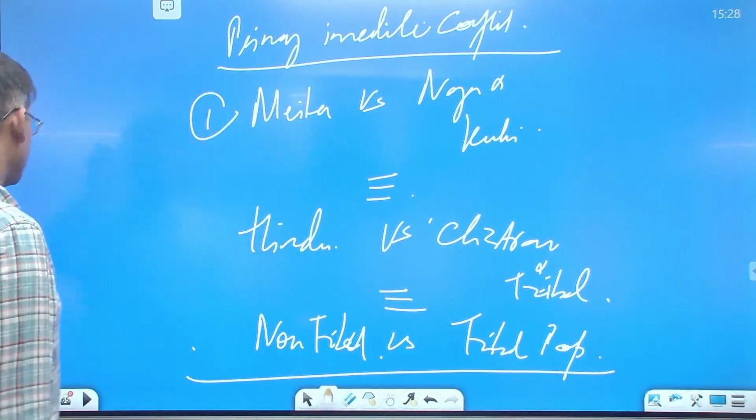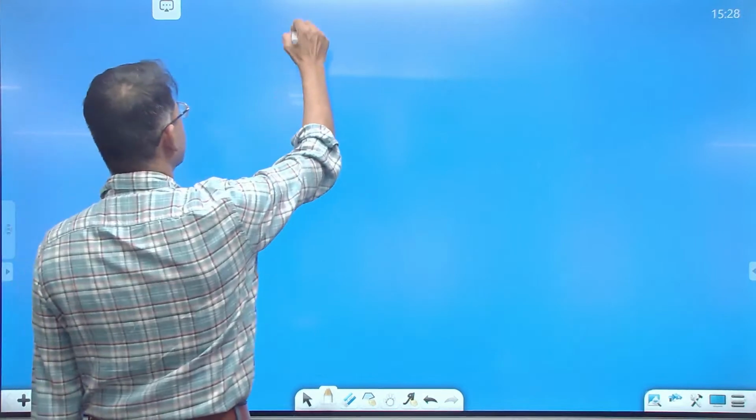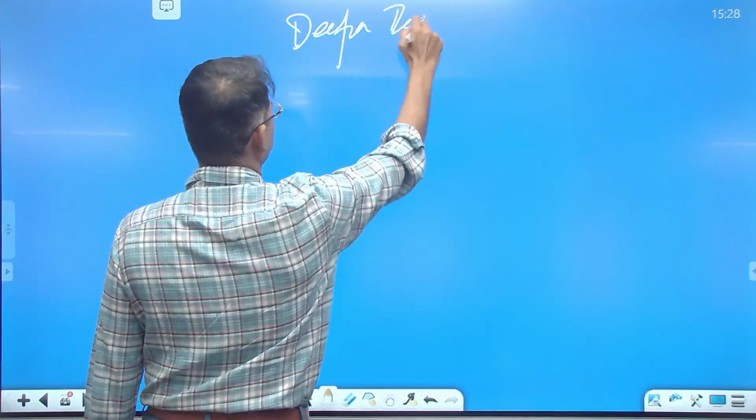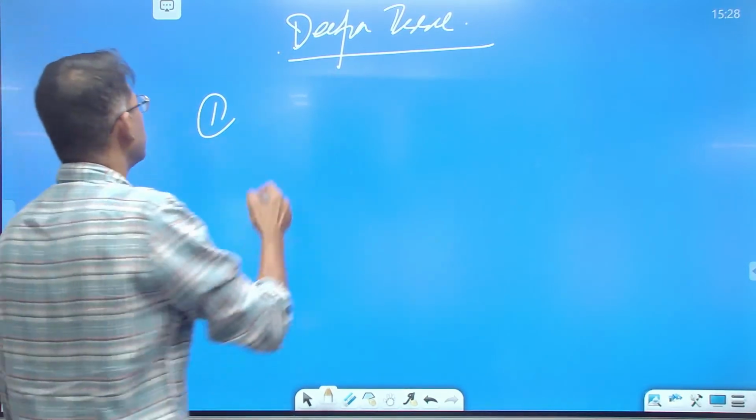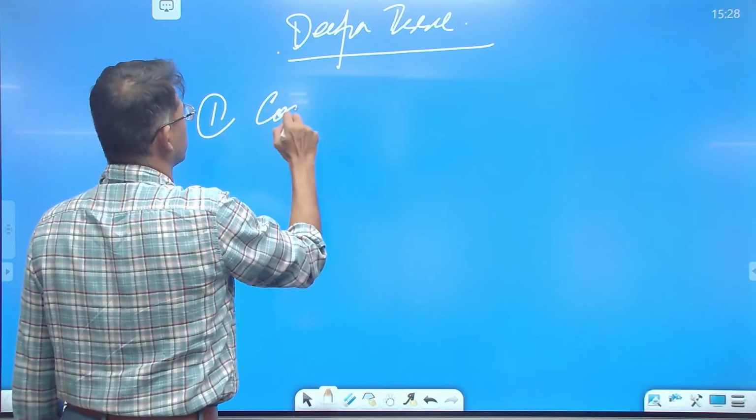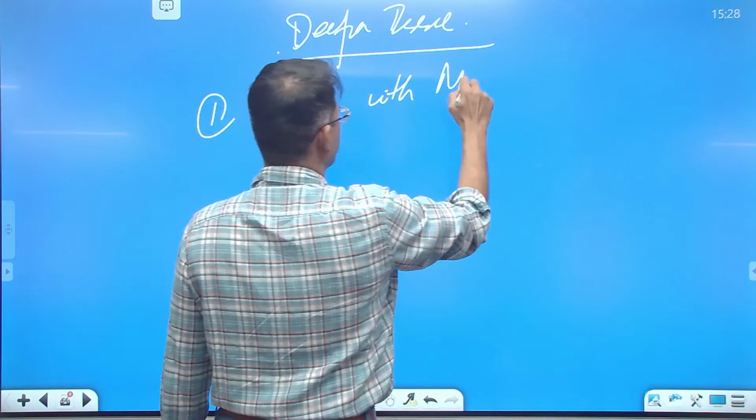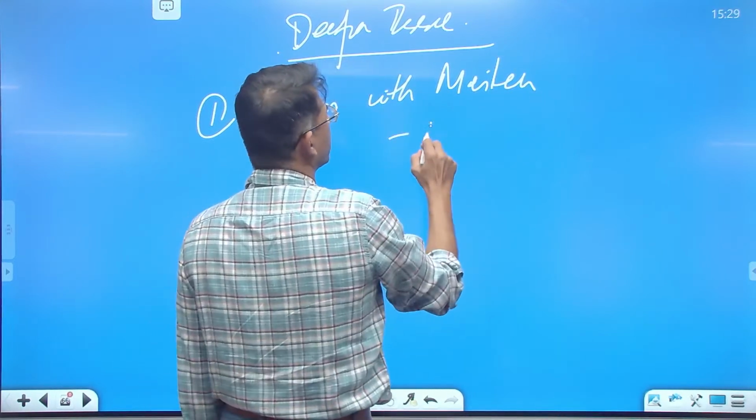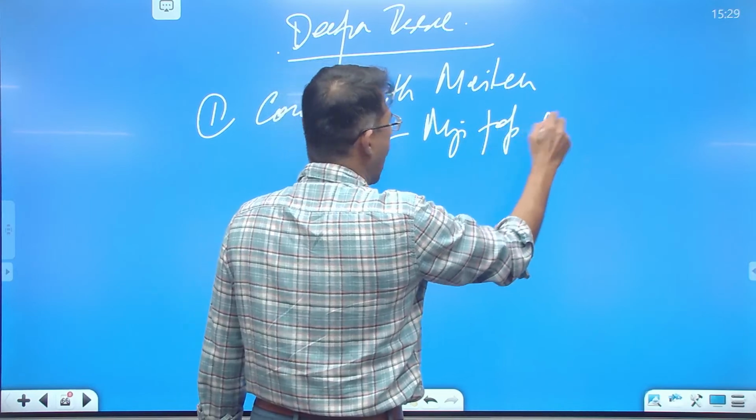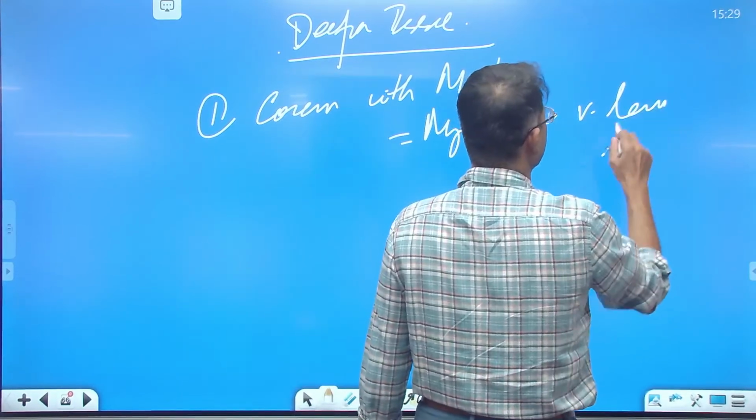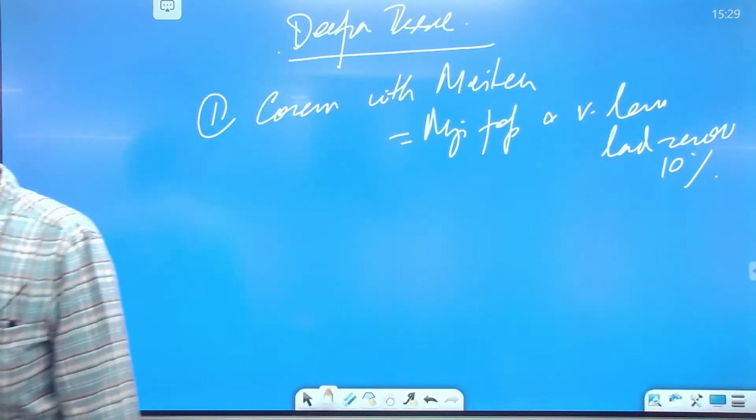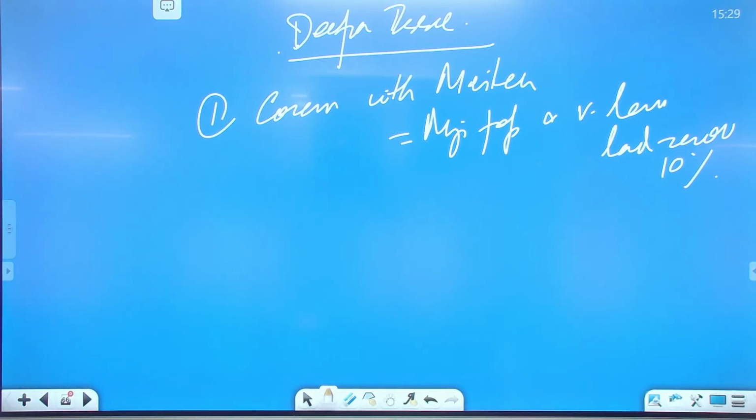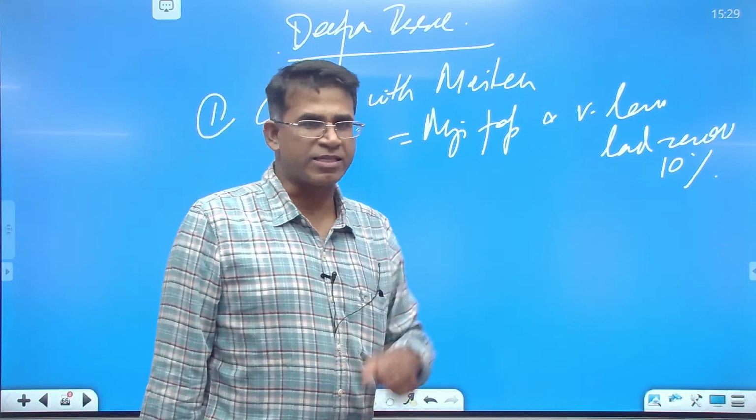Now moving on, I said I would discuss the deeper issue in 1, 2, 3, 4 points. The first issue is the concern of Meiteis that they are the majority population and they have very little land resource. They have control of only 10% of Manipur's land. So they say we are more people, 53% of the population, and we are getting only 10% of the land. This is their concern.